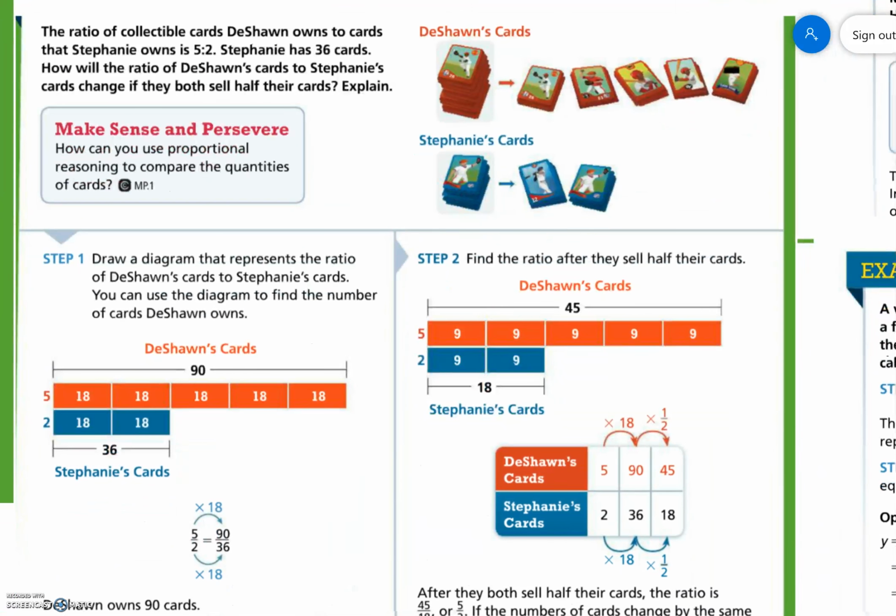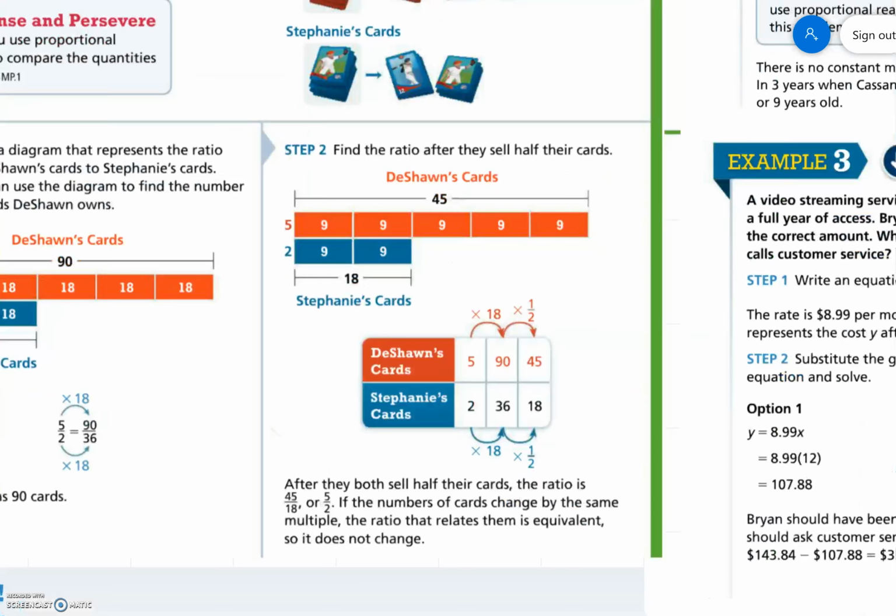Example number 1. The ratio of collectible cards Deshawn owns to that of Stephanie owns is 5-2. Stephanie has 36 cards. How will the ratio of Deshawn's cards to Stephanie's cards change if they both sell half their cards? Explain. So, if Deshawn has 5 cards, Stephanie has 2 cards. If Deshawn has 10 cards, Stephanie has 4 cards. And it goes on and on like that.